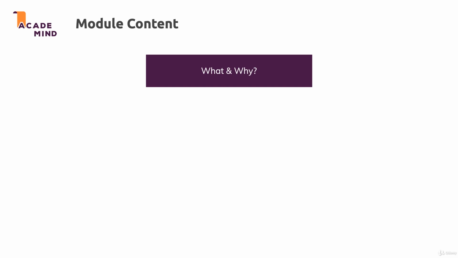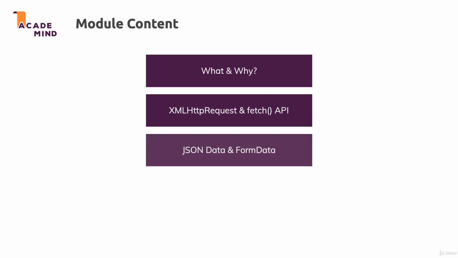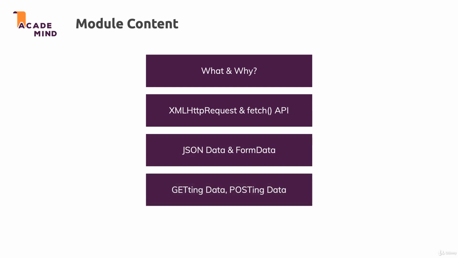We'll then have a look at the two main ways we have for sending such requests, which would be using the XML HTTP request object and the fetch API, which is built into modern JavaScript. We'll have a look at how we transfer data between our clients, so between our browser side and the server side, and which different data formats we can use there, namely JSON data and form data. And we'll see examples for how we can get data with GET requests and post data with POST requests. And in case it's not clear what GET and POST means, I'll also explain that in this module.